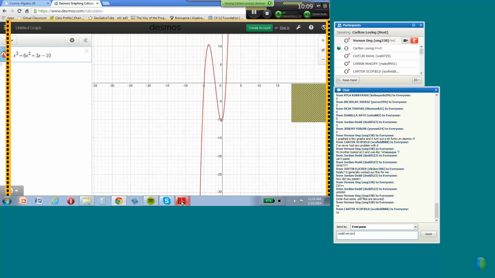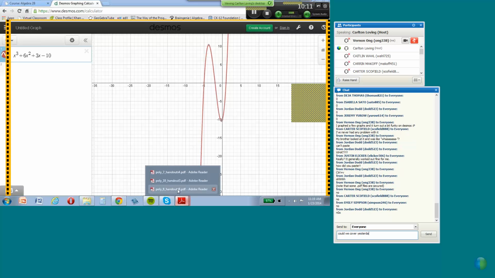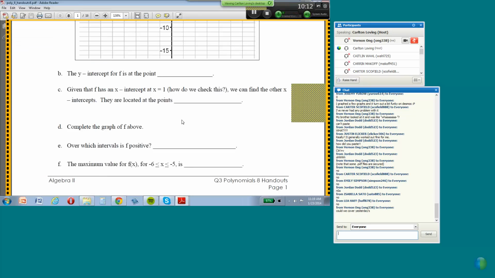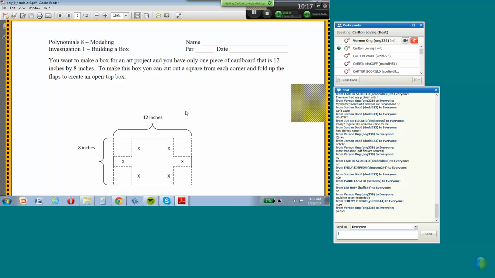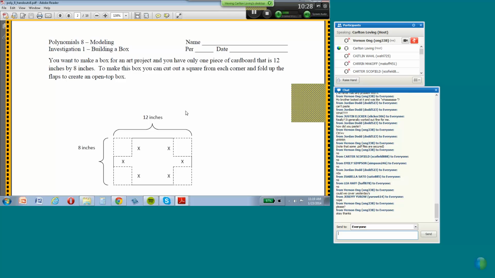Okay, moving right along. Now this one gets interesting. As we move down investigation 1, we see that we're building a box. Could we cover yesterday's? We should have time, but I'm going to take a look at this box question first.